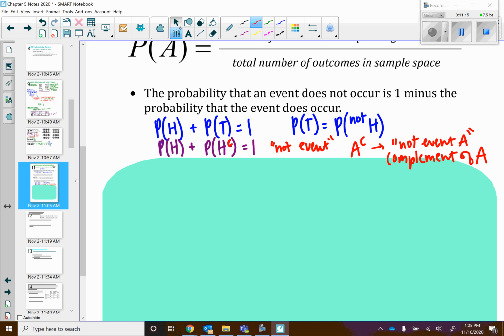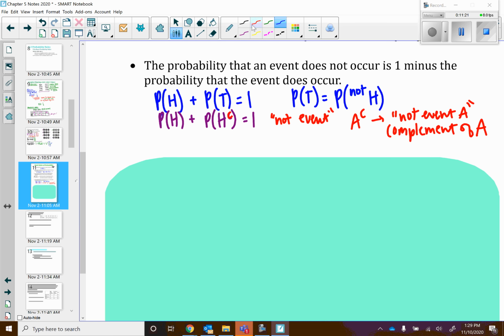But back to this statement. This original statement was the probability that an event does not occur is equal to 1 minus the probability that it does. So we could rearrange this and say the probability that some event A does not occur is equal to 1 minus the probability that it does. If there's an 80% chance you get an A on the next test, there's a 20% chance you do not get an A, right? It's everything left over. This is known as the complement rule.